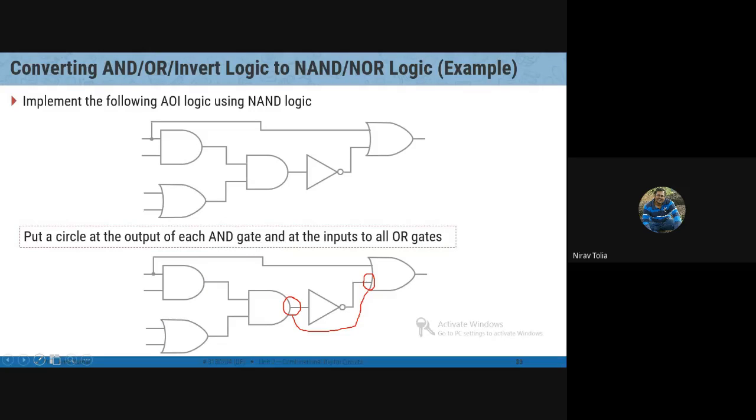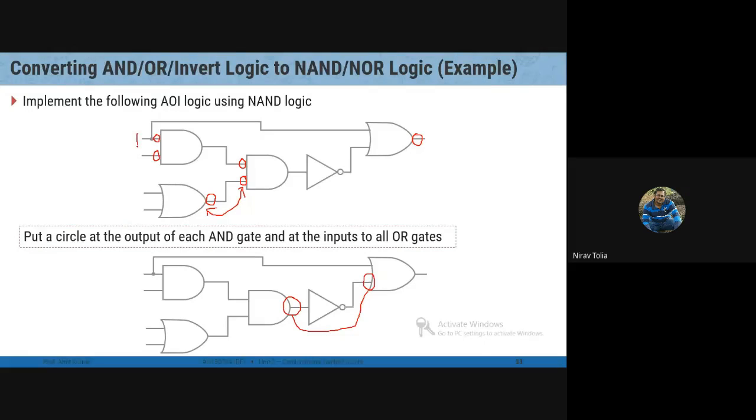Let me tell you about it. The rule for the NOR logic is we have to apply the bubble at the output of each OR gate. So now I have to put a bubble here, and at the input of each AND gate, so I have to put a bubble here, here, and here. Now you can see these two bubbles cancel out their effect. So we do not have to put an extra NOT gate.